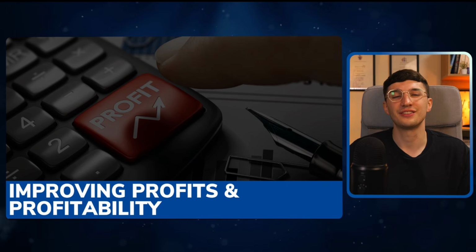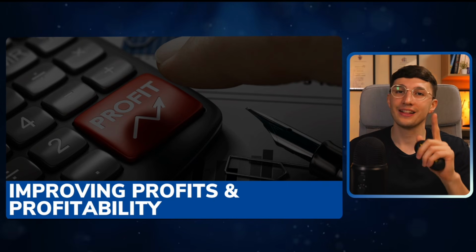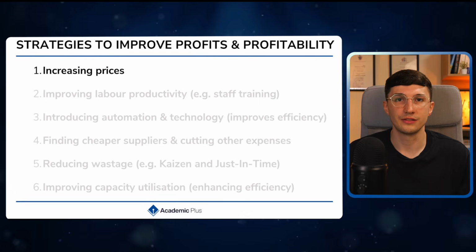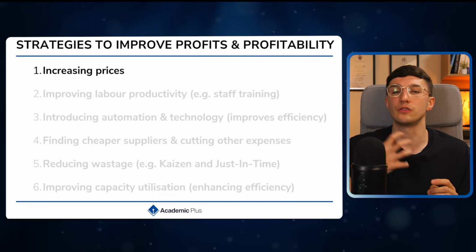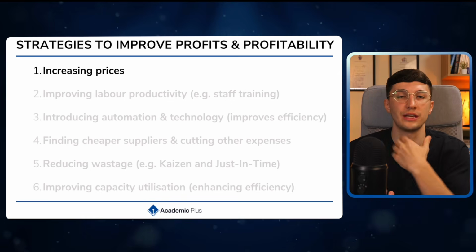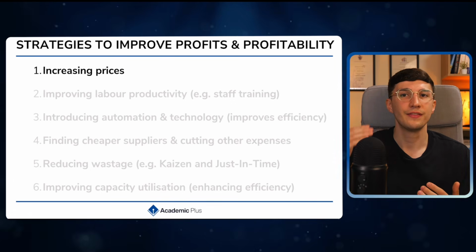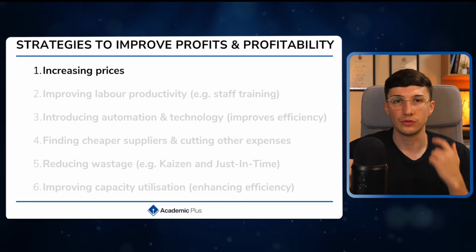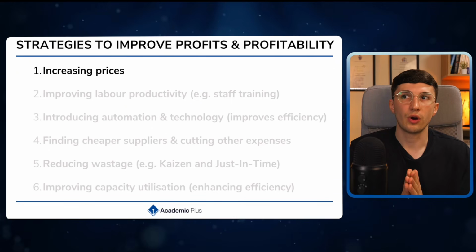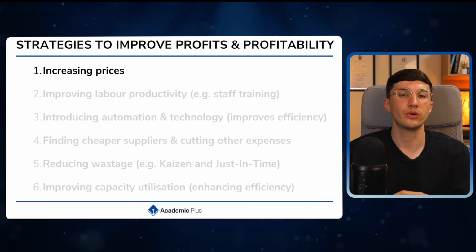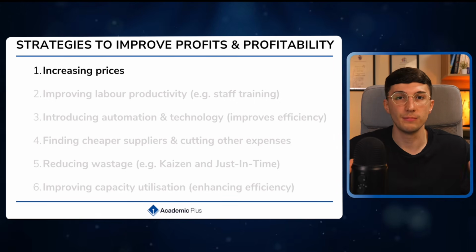And the very last thing that we need to do now in this revision session is to look at the different ways that a business can use to improve their profits and their profitabilities. First of all, we can look at increasing our prices. Now, increasing prices can lead to more revenue, and that could, of course, increase our profits. But the problem is, if we are price elastic, then that typically leads to a lower amount of revenue. So increasing your prices can lead to an increase in profits, but it tends to lead to an increase in your profitability because your profit margins get higher.